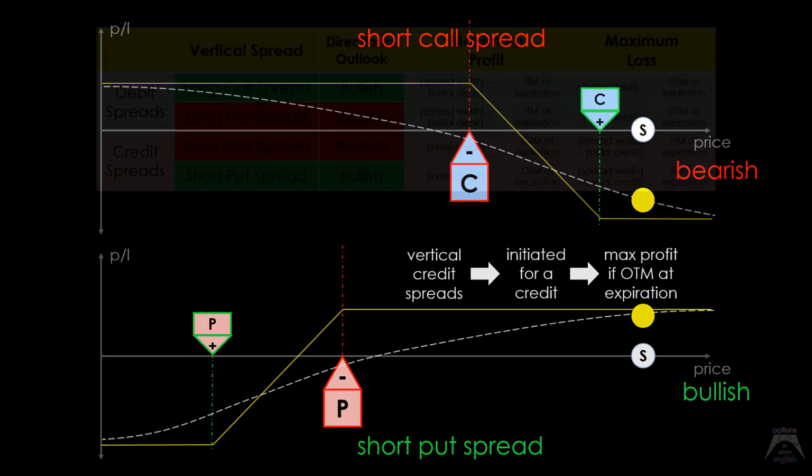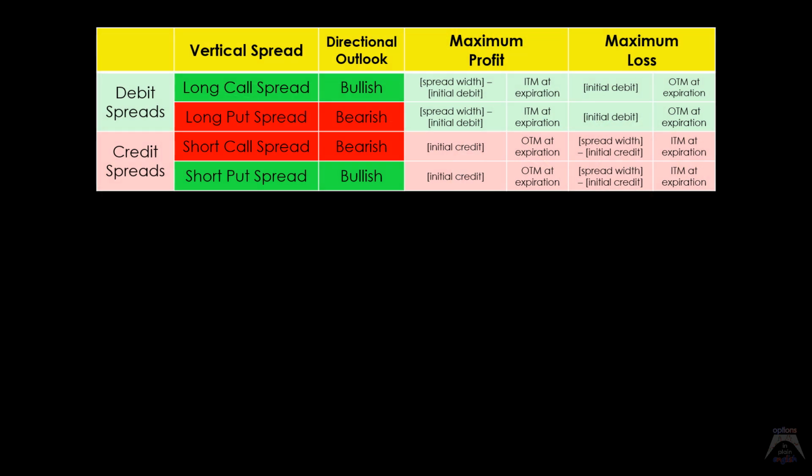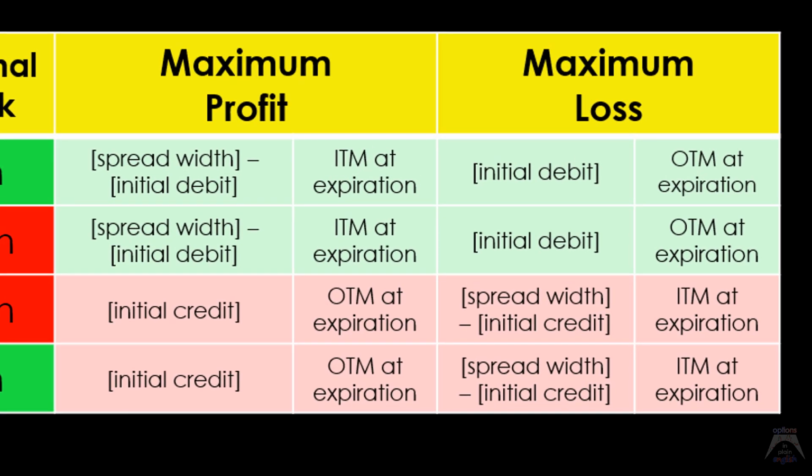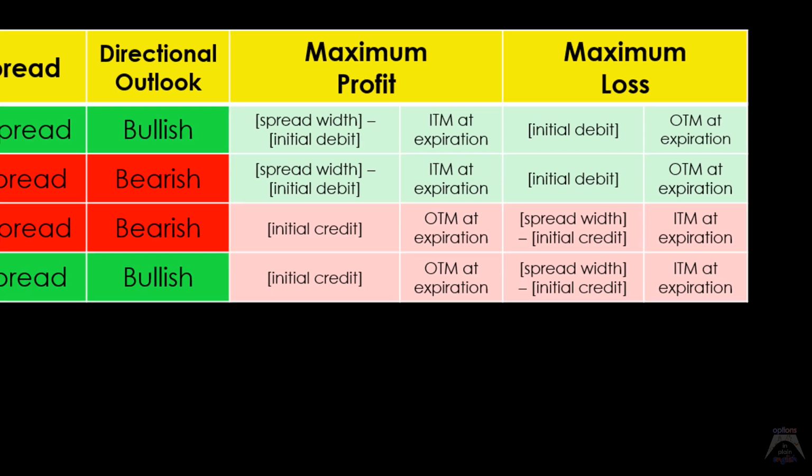Here we have a summary of both debit and credit vertical spreads. You can see their directional outlook, maximum profit and maximum loss. Notice how in all cases the spread width limits both max losses and max profits, and is the reason why this strategy is considered a somewhat safe alternative to outright selling options and a cheaper alternative to outright buying them.